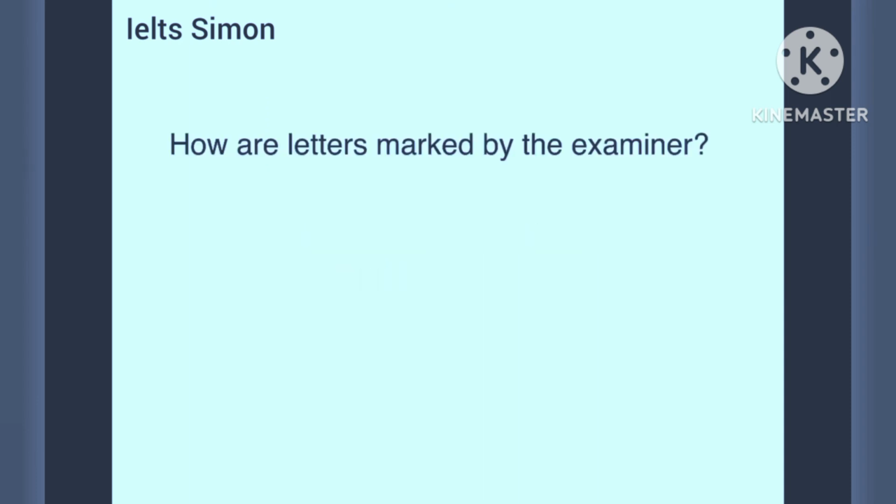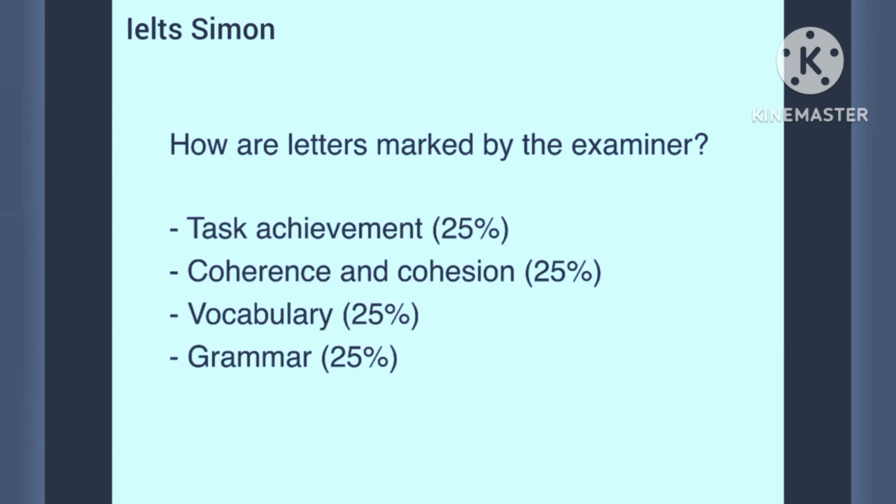How are letters marked by the examiner? This is the final question I'm going to look at. Well, here's how they're marked. Task achievement, 25%. Coherence and cohesion, 25%. Vocabulary and grammar are both worth 25% as well. So the examiner gives you 4 separate scores and then an average is done to make the overall score. Task achievement, let me just explain these.